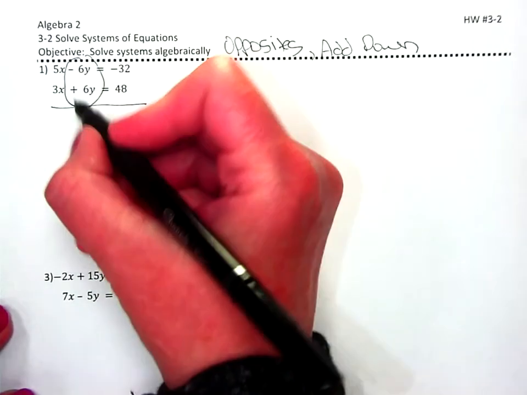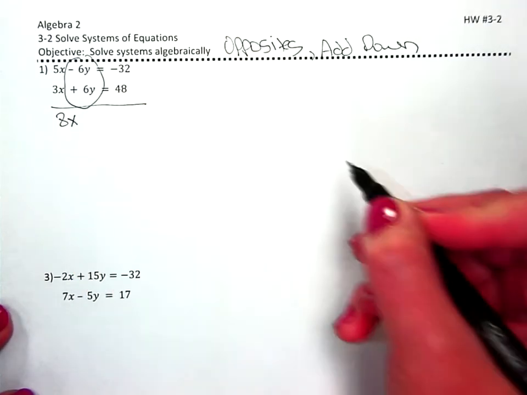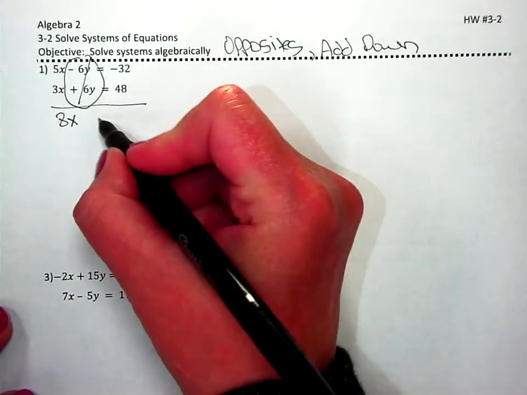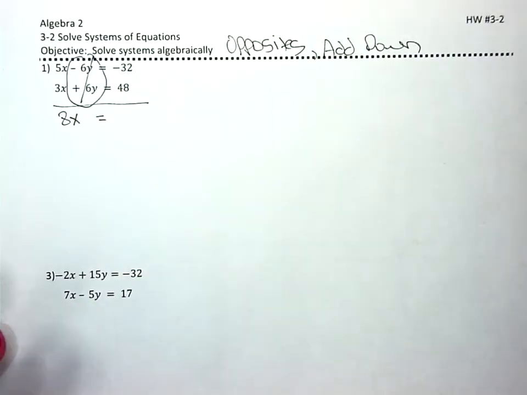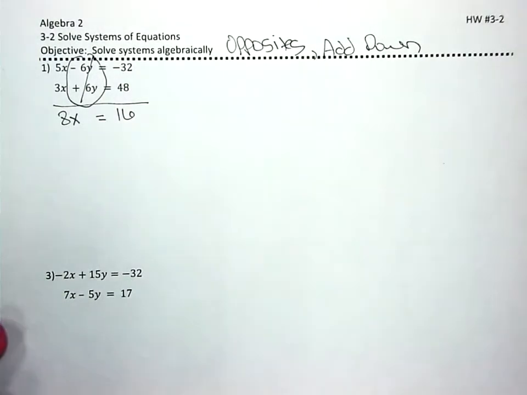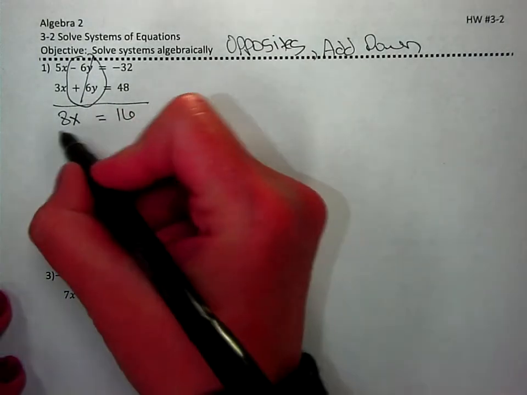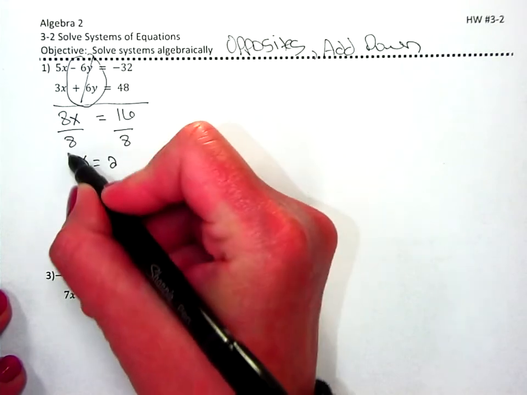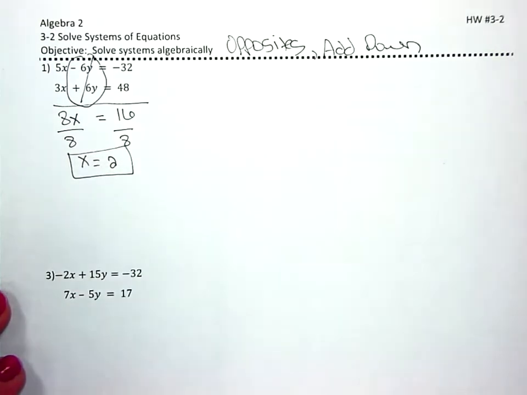So 5x plus 3x is 8x. The y's cancel each other out, you add up to 0y. And when I add down there, I get 16. Divide by 8. And x equals 2.